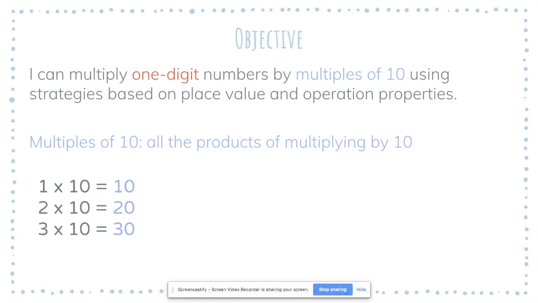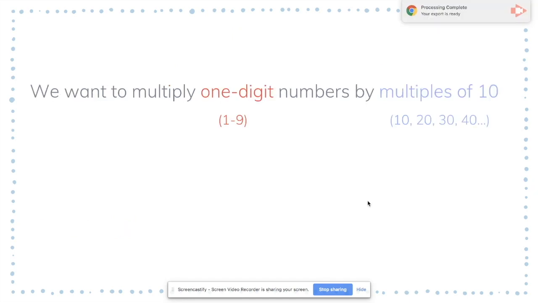2 times 10 is 20. So 20 is a multiple of 10. 3 times 10 is 30. So 30 is also a multiple of 10. We want to multiply one-digit numbers by multiples of 10.